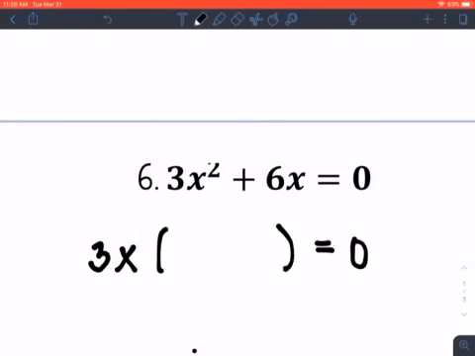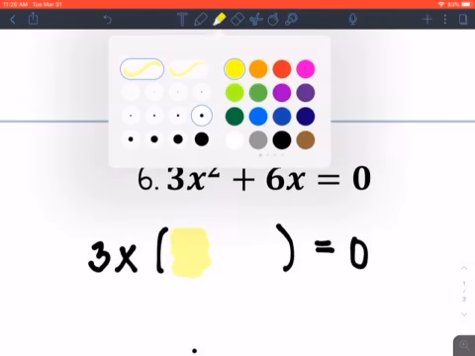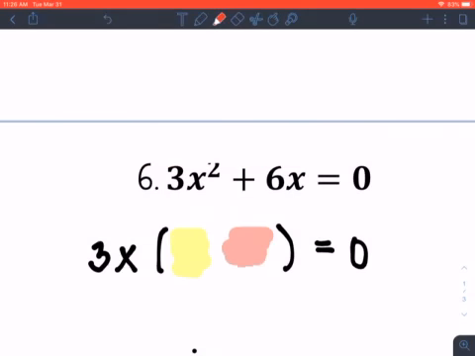What I need to now figure out is what is going to go in that first term spot, and then what's going to go in that back term spot. So let's figure this out. 3x times what will get me 3x squared? Hopefully we see that it's just x. I can always check it because 3x times x does in fact get me 3x squared. And then let's do the back one. 3x times what will get me 6x? Well, hopefully we see that's going to be a positive 2. Now I'm in factored form.